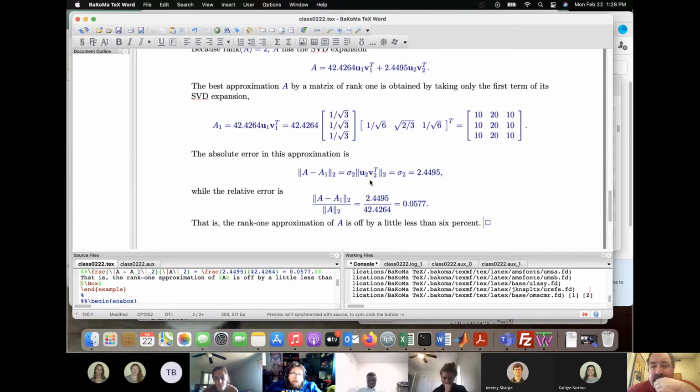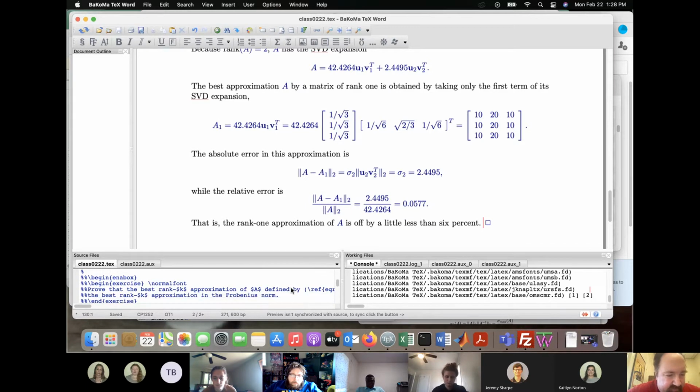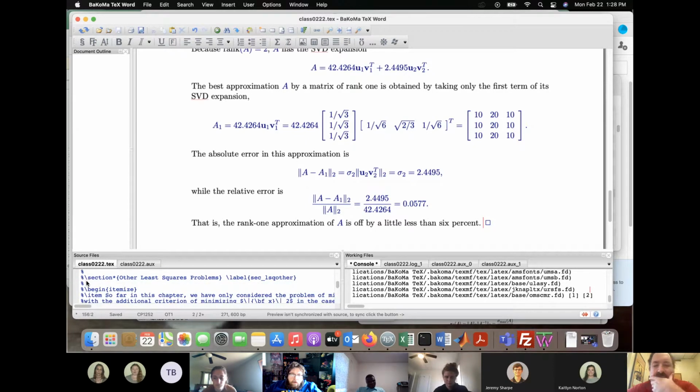The reason it's pretty accurate is look at the size disparity in singular values. The first one is much larger than the second. So when you're tossing out terms whose singular values are much smaller than the ones you're keeping, that's an accurate low rank approximation. Whereas if these had been about the same magnitude, then this error would have been a lot higher. Are there any questions about low rank approximations?